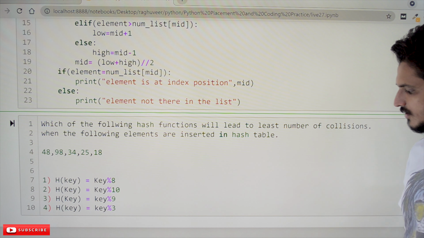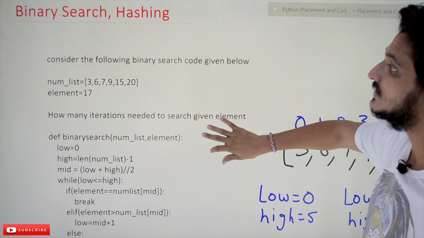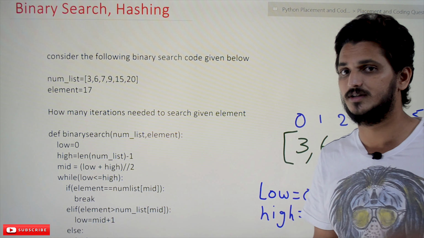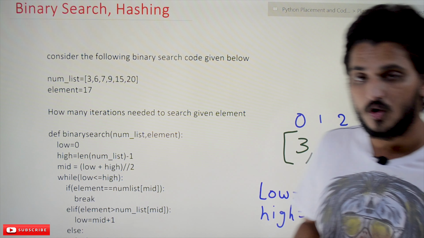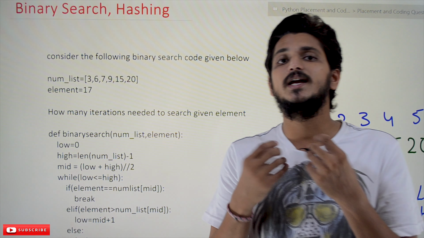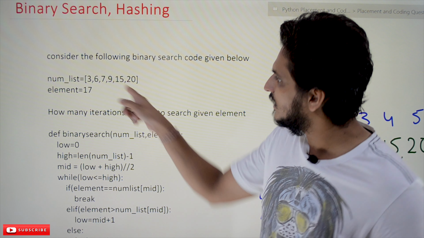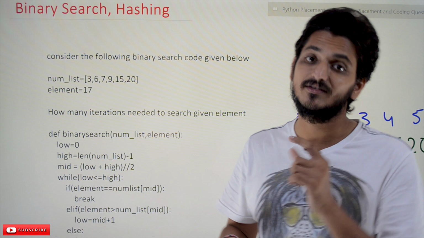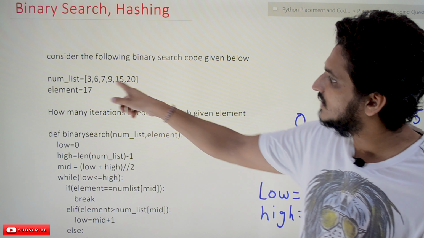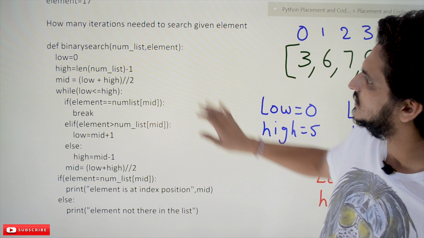Okay, coming to the solution part, let's try to understand the binary search logic as we discussed in our previous data structures classes. So how does binary search work? In order to execute binary search, we need elements in ascending order. The elements are given in ascending order. We have to identify the element 17 in the given list of elements. So what's the logic? Let's try to understand the logic first.